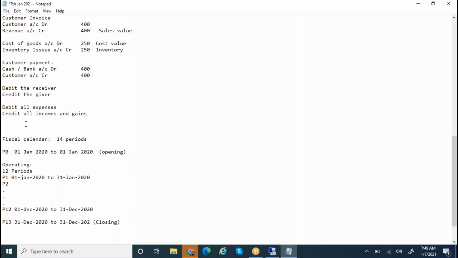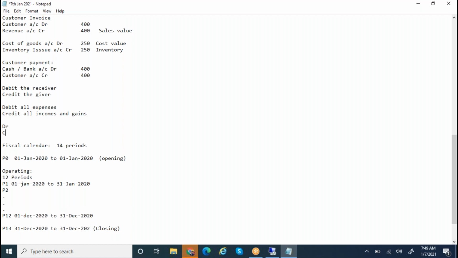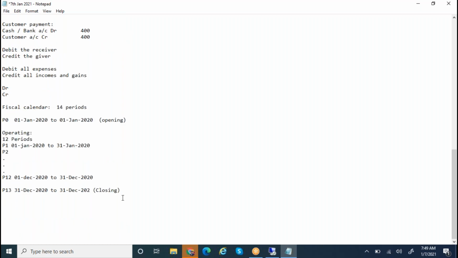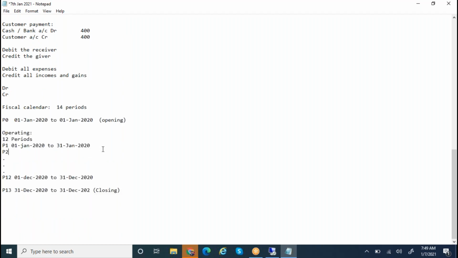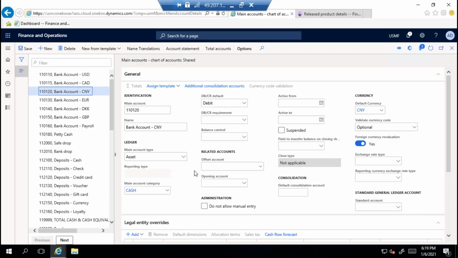Even for debit or credit, there is a separate form. One form to define debit, one to define credit. In the same manner, it is more elaborate in SAP. You can configure it as per your interest in SAP. Whereas in Dynamics AX, let me show you.